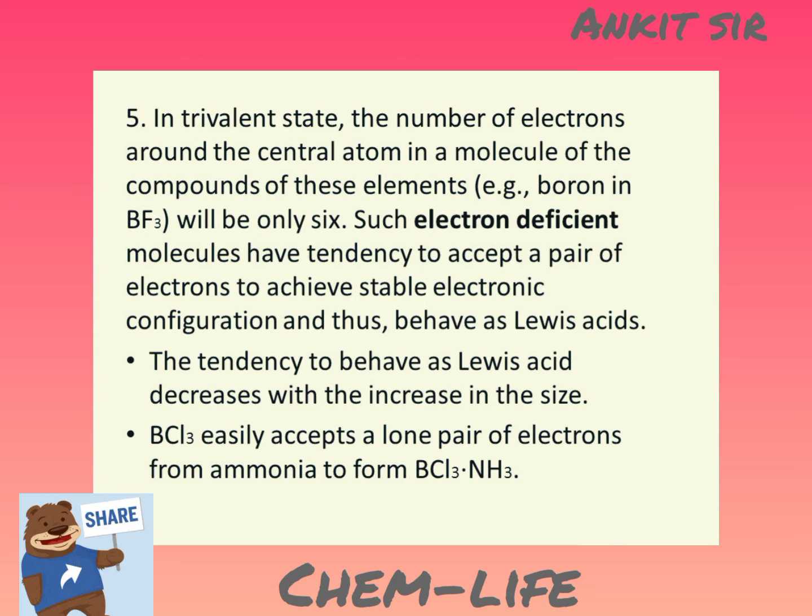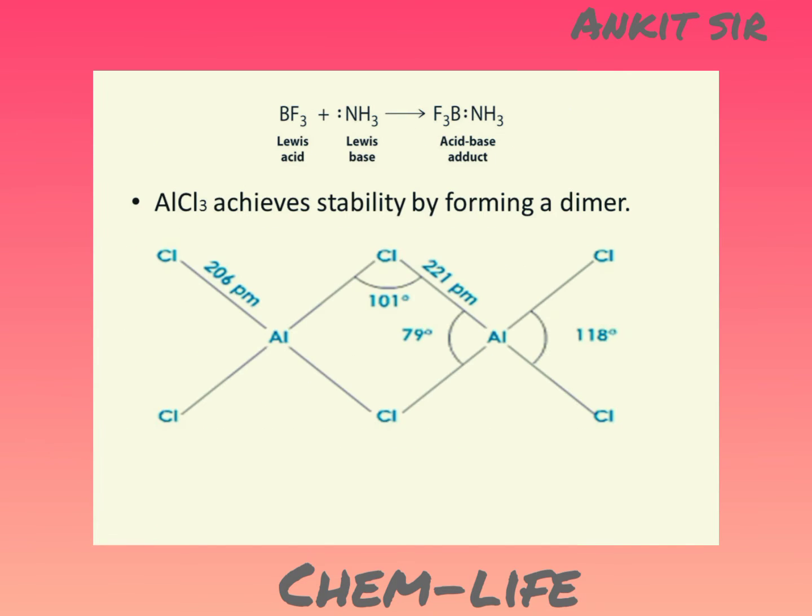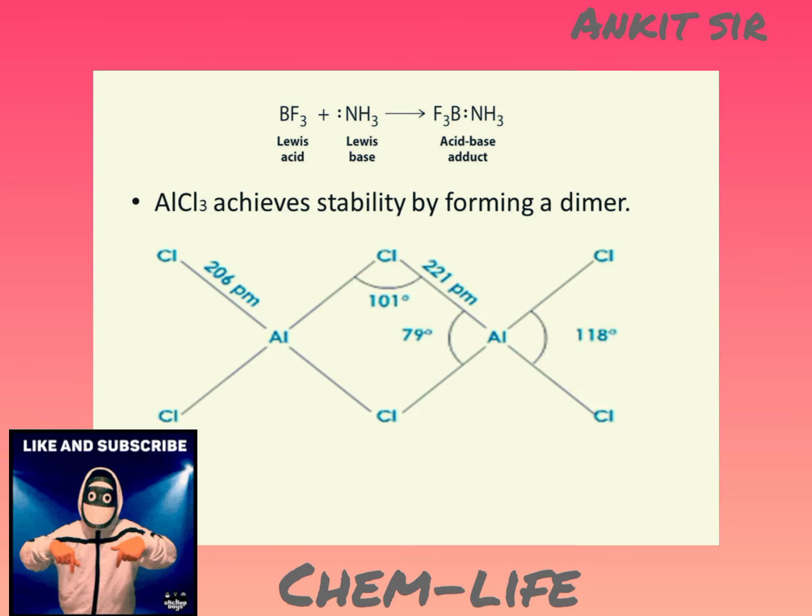The tendency to behave as a Lewis acid decreases with increase in size. BCl3 easily accepts a lone pair of electrons from ammonia. As we know, here BF3 is a Lewis acid and NH3 is a Lewis base. F3B←NH3 is an acid base adduct.